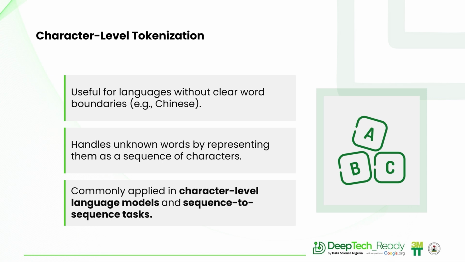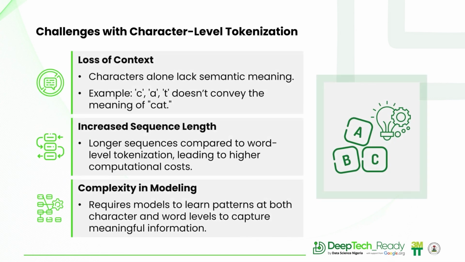So while character-level tokenization has its advantages, it also comes with significant challenges. The first challenge is loss of context, because characters alone lack any semantic meaning. For example, if you break the word cat into C, A, and T, that doesn't provide any information about the word's meaning. So models must work harder in order to infer relationships and context from such granular data.